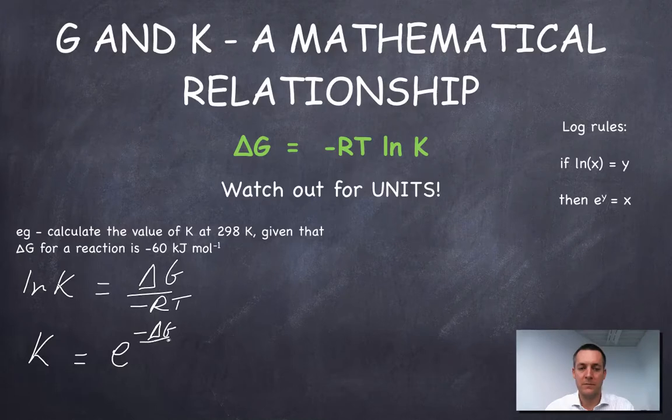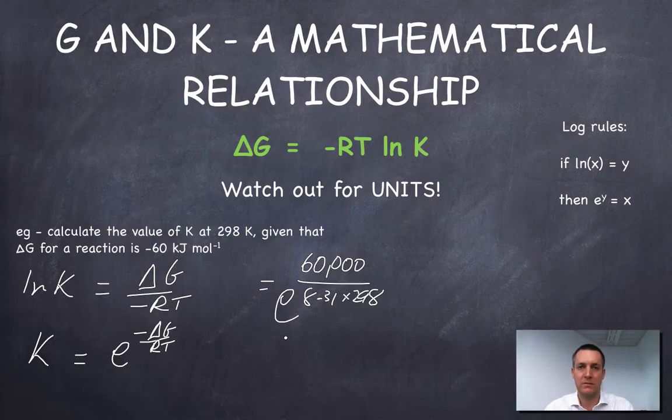Okay, so now we can plug numbers into our calculator, and this is going to equal 60,000, because we've taken the negative of negative 60,000, remembering we're in kilojoules here, and we're doing everything in joules because R is in joules, over 8.31 times 298. Once we've found this number, we're going to raise e to the power of that whole thing. We can do that on our calculator, and that equals 3.33 times 10 to the 10.